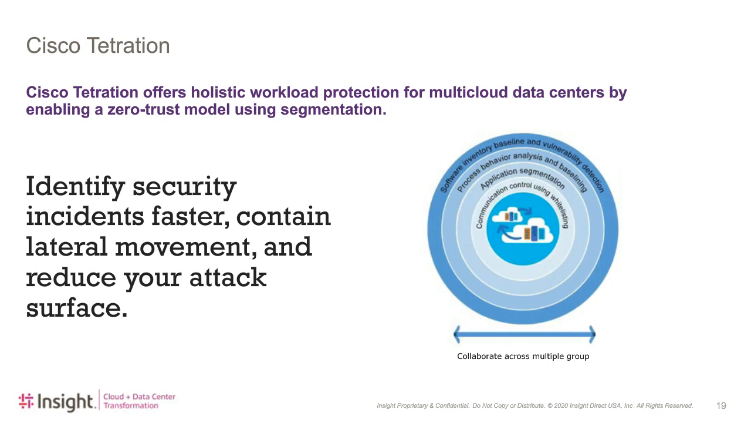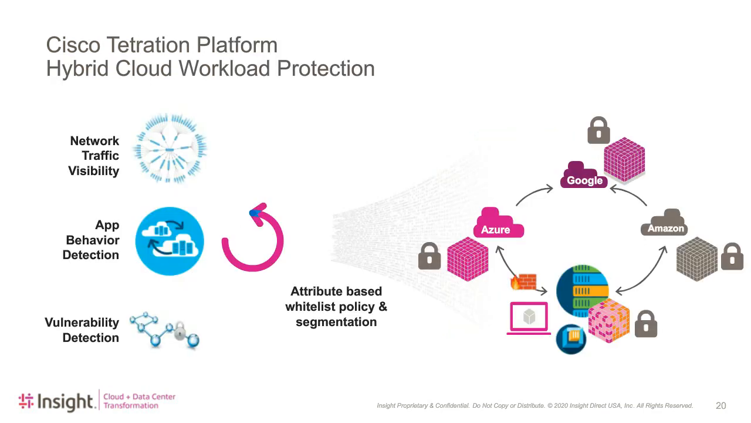So with Tetration, you now have network traffic visibility. Through ERSPAN and NetFlow capabilities, you can see the traffic and information crossing your fabric. You can see your application behavior. You can then build models based on it so that you can determine whether there are any abnormalities within the communication.